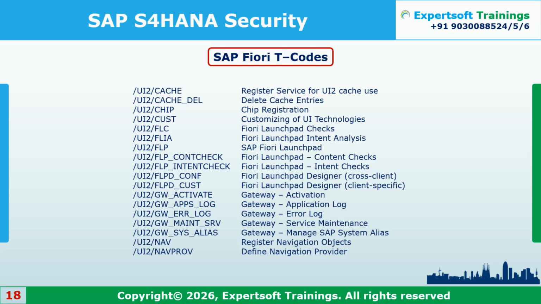Here we have catalogs, OData services, groups, spaces, and pages. These are all additionally there. The remaining activities we are working on S4HANA systems also. These are SAP FIORI transaction codes and S4HANA transaction codes. So these all are the introduction part of S4HANA and FIORI.